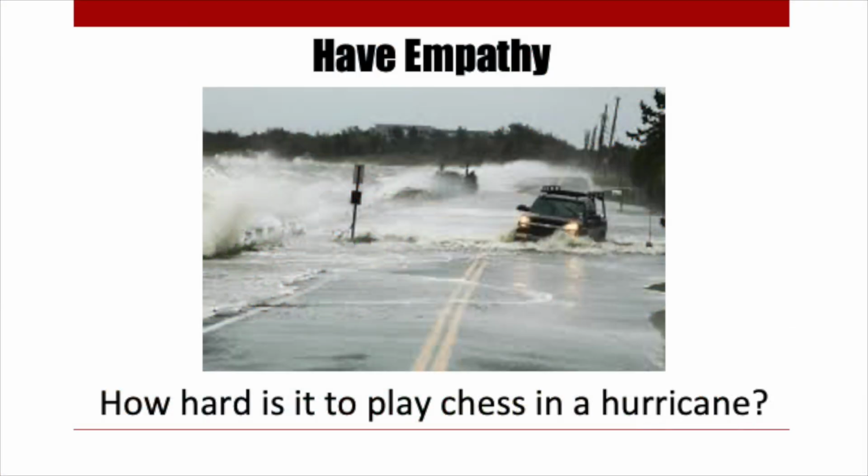At the end of the day, have empathy when kids are struggling. Think about how hard it must be to have all of those emotions pushing up and outward while their brain is screaming that they're not safe. It must feel like playing chess in a hurricane.